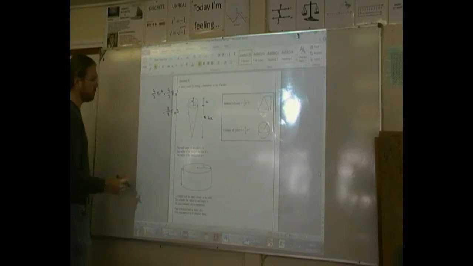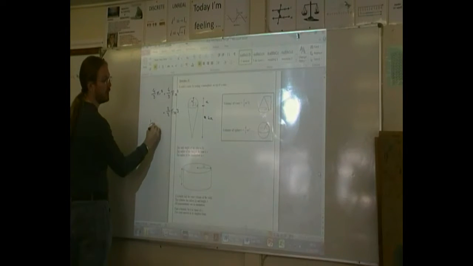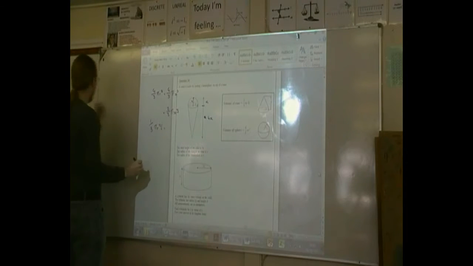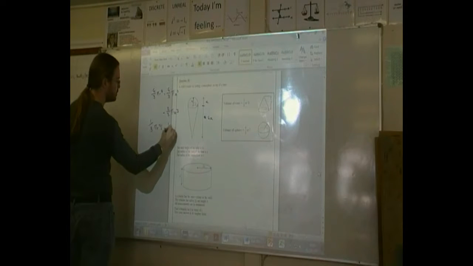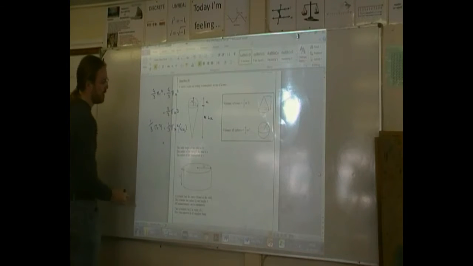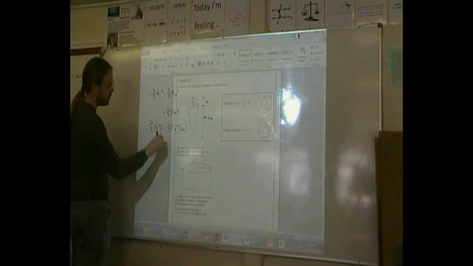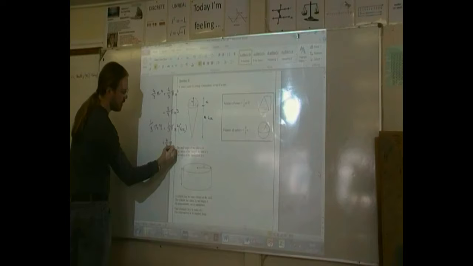And then the cone. So the cone is a third, pi r squared h. We know that the radius of the cone is x, and we know the height is 4x. So it'll be 1/3 pi, and then x squared times 4x. So if we multiply that out, you've got 4/3 pi x cubed.